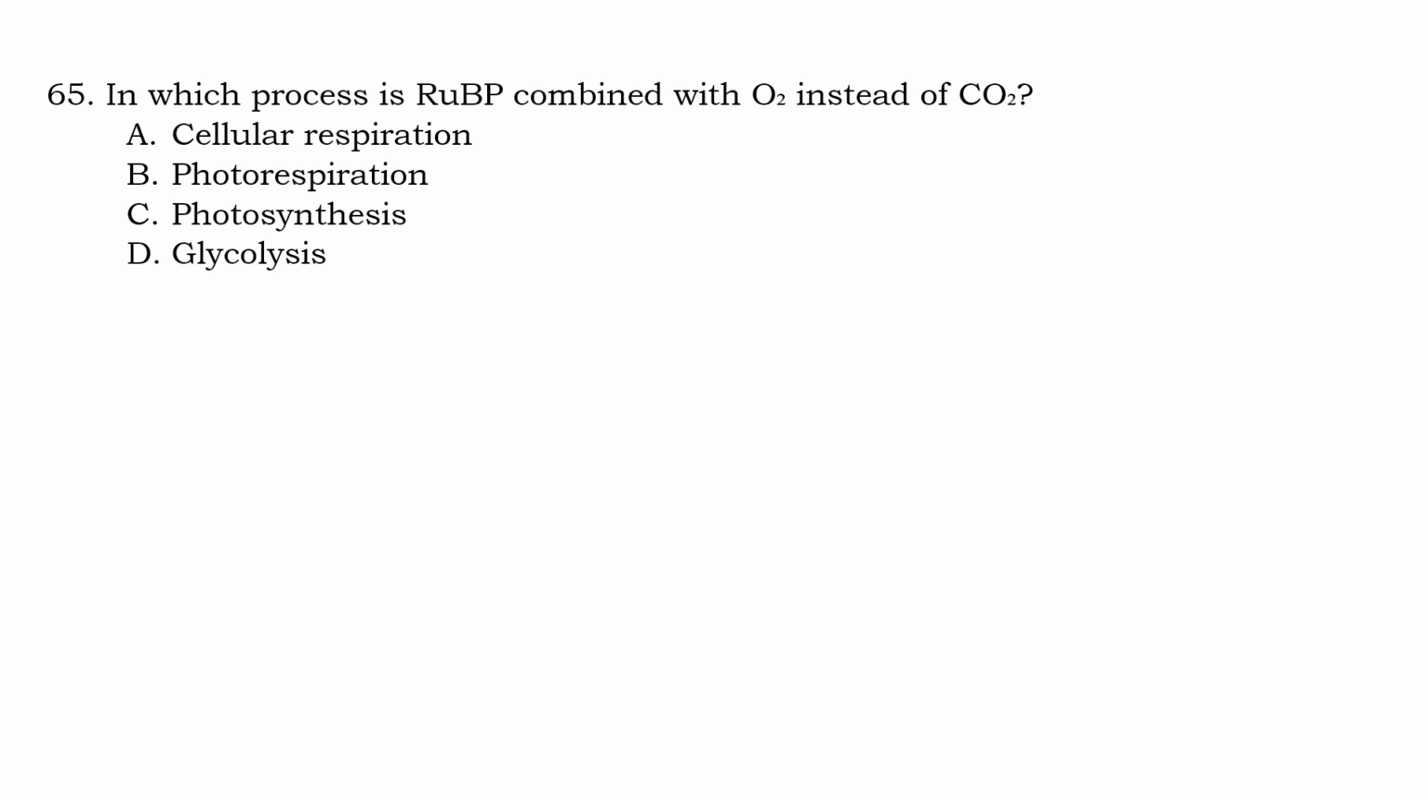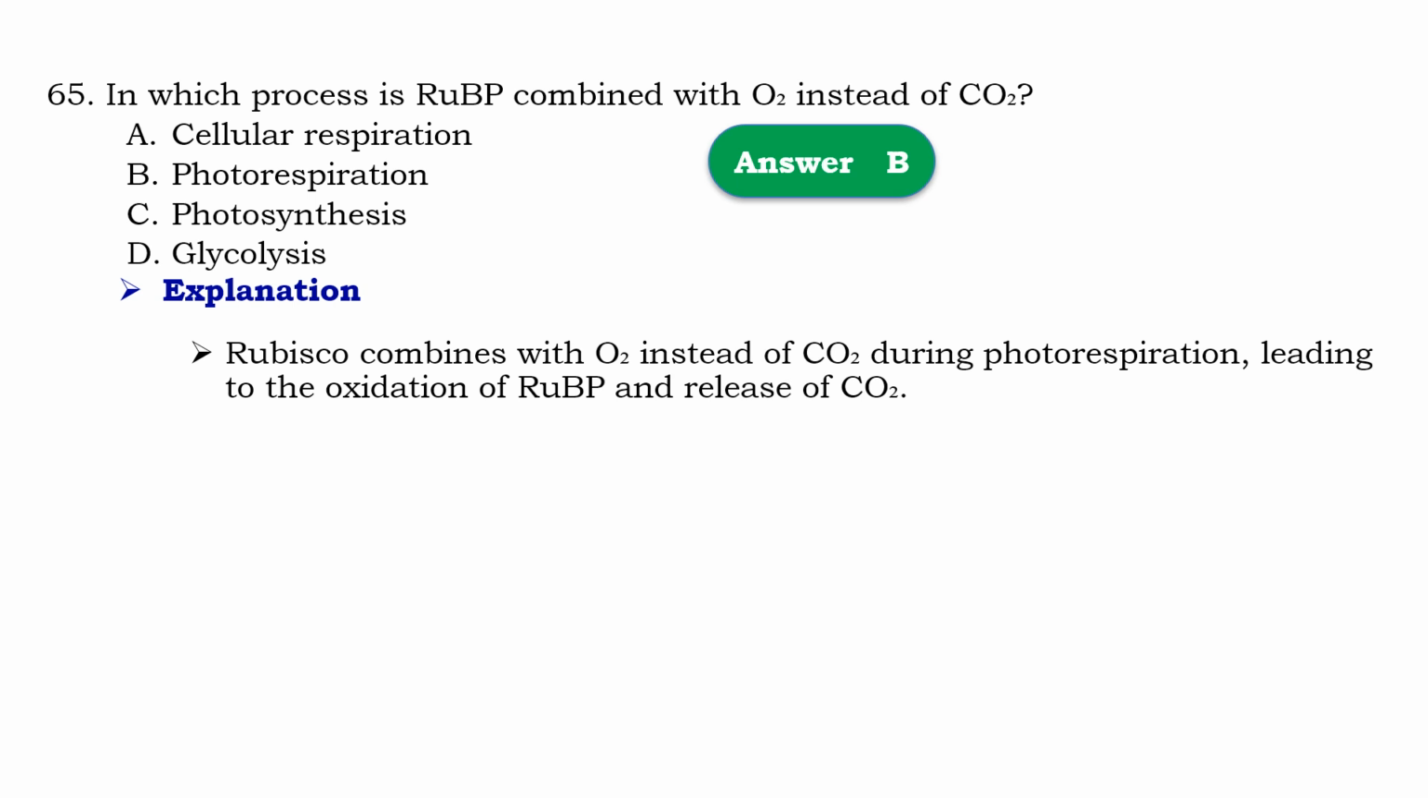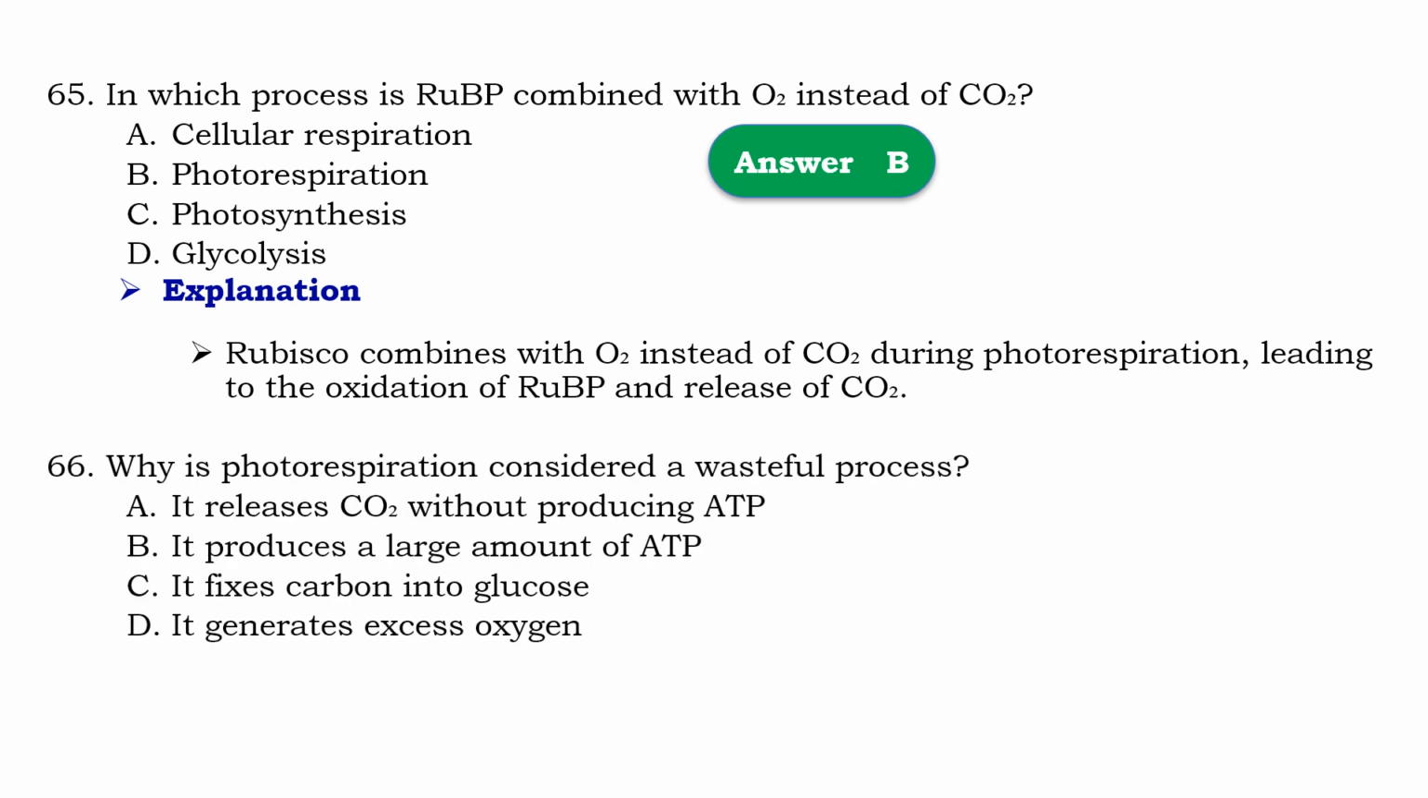Question number 65. In which process ribulose biphosphate combined with oxygen instead of carbon dioxide? So the answer will be B, photorespiration. Means that RuBisCO combines with oxygen instead of carbon dioxide during photorespiration, leads to oxidation of ribulose biphosphate and releasing carbon dioxide.